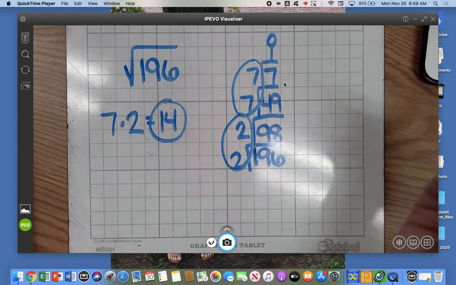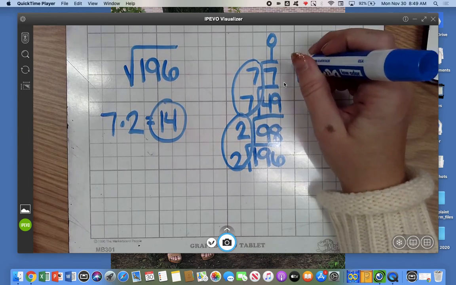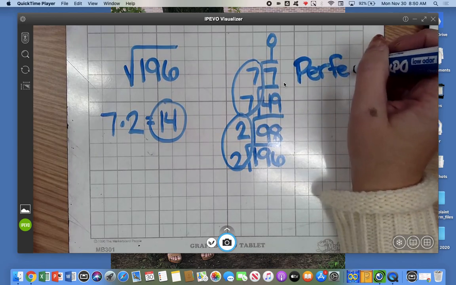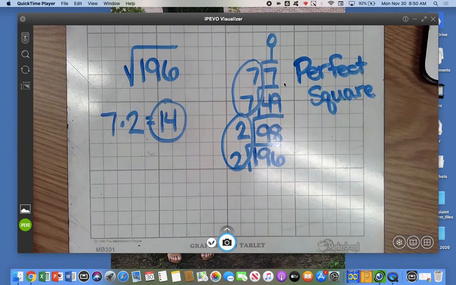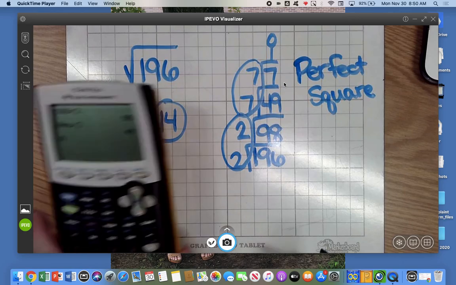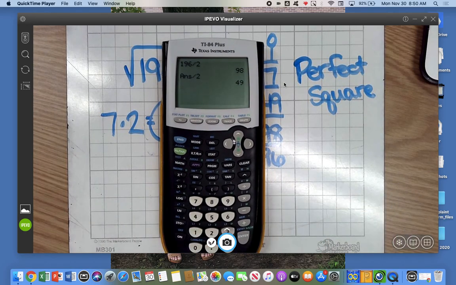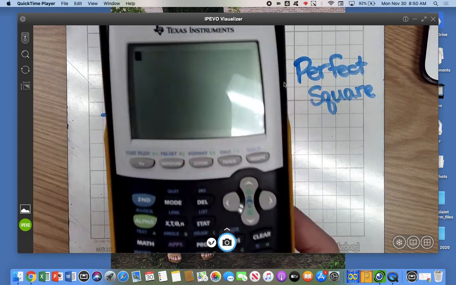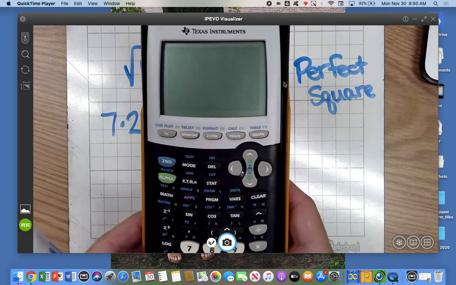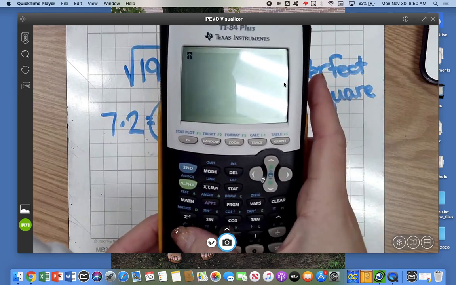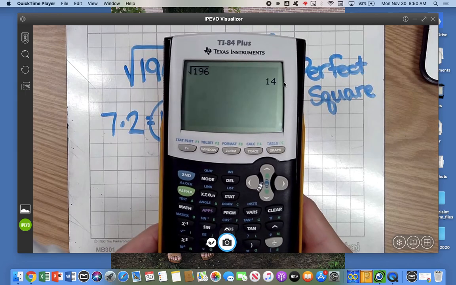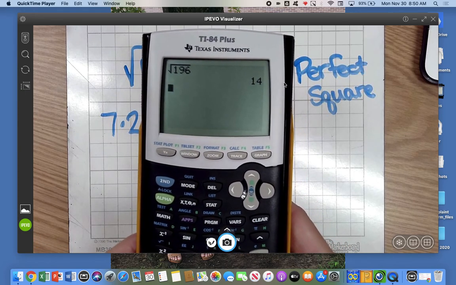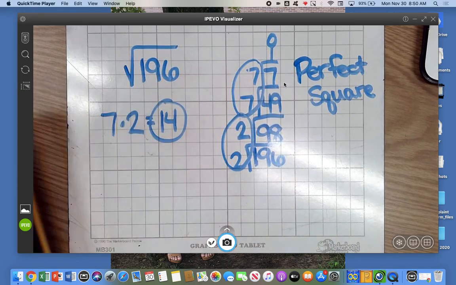All right, so the word that we like to use for this, and I would write that down, is called a perfect square. So the square root of 196 is just 14. And you can double check yourself. If you use your calculator and take the square root of 196, it'll just give you a whole number, 14. So there's no decimal here, so there's going to be no square root.